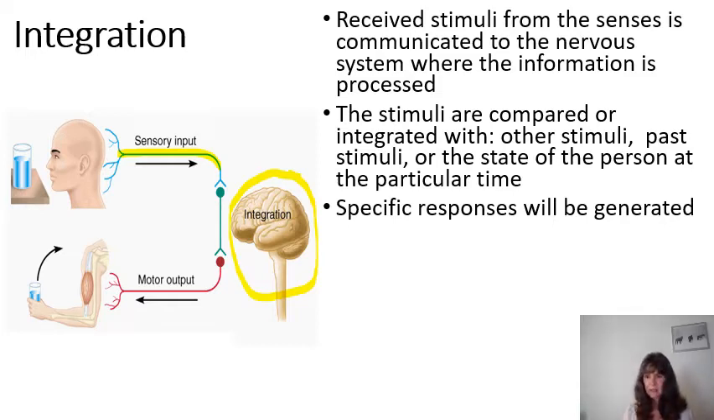I'll give you an example of this. If a person sees a glass of water and his brain processes the fact that there is a glass of water, if the person is not hungry, the motor output would be to walk away from the glass of water. If the person is thirsty, then the motor response would be to pick up the glass of water and drink it. Again, integration depends on a lot of different things.